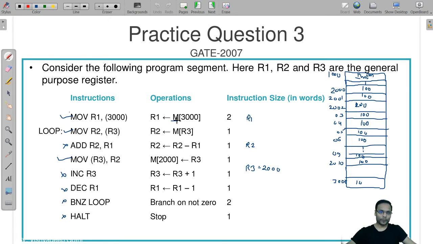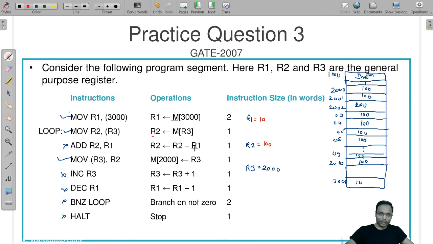First instruction. Memory, I'm reading on 3000 address. Here 3000 address is having value 10. This is copied into R1, so R1 gets value 10. Next instruction, R3 is 2000, so read the value on memory location 2000. What is the value on memory location 2000? 100. Copy this into register R2, so 100 will be copied in register R2.